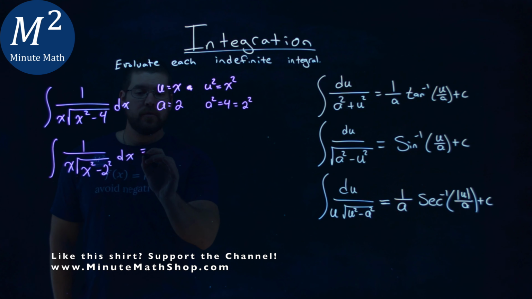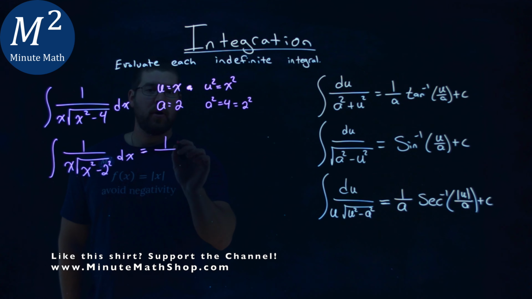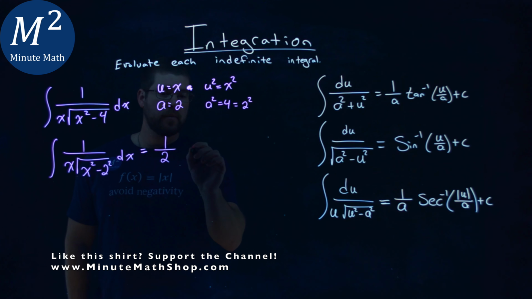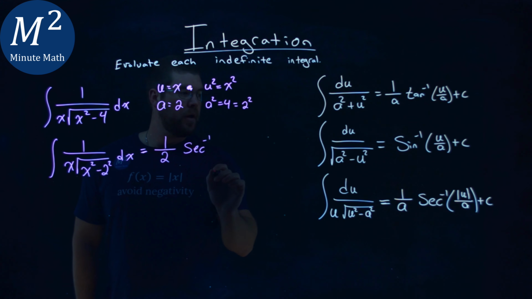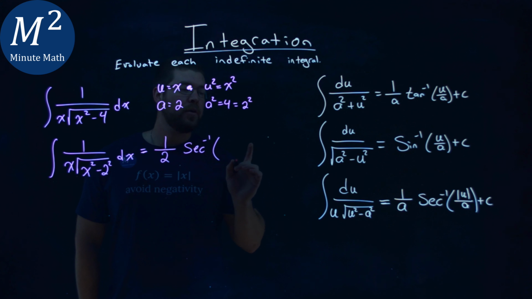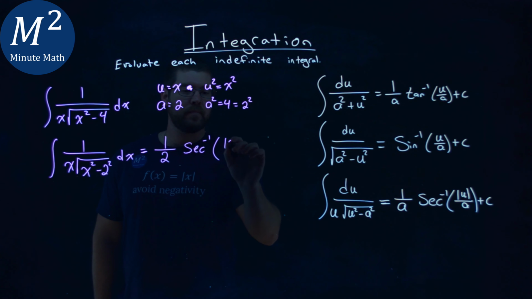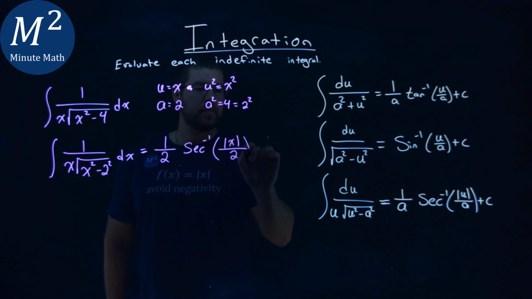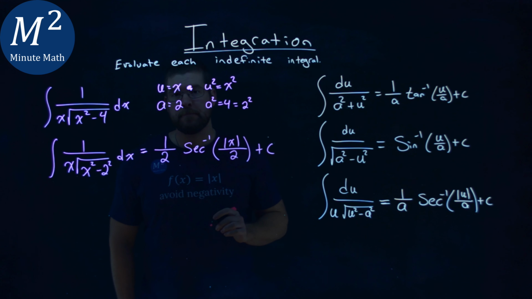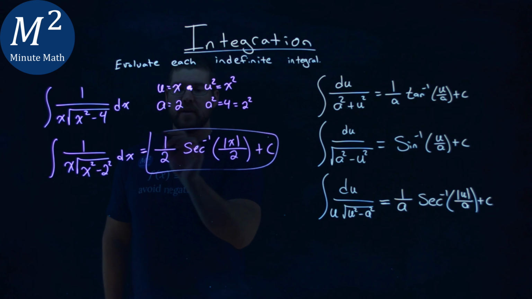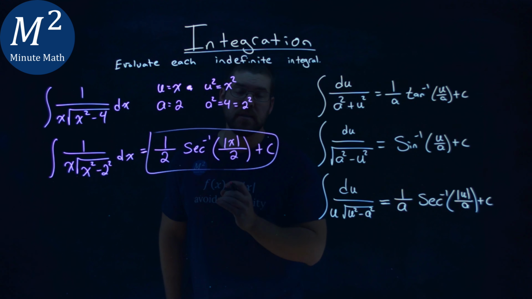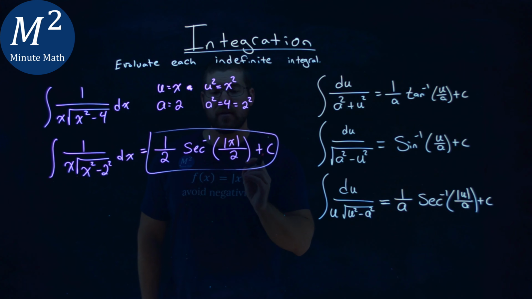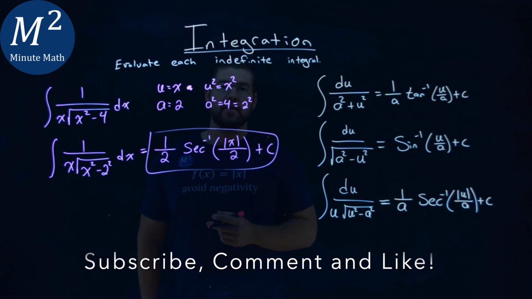So that is equal to 1 over our a value, which is 2 here, times the arcsecant of the absolute value of u, which is x here, over our a value, which is 2, plus c. And that's it. Our final answer here is 1/2 arcsecant of absolute value of x divided by 2 plus c.